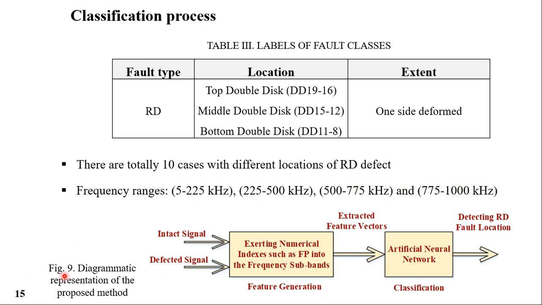In figure 9, you can see the diagrammatic representation of the proposed method. We used the intact and defected signals, and after that we implemented the numerical indices to extract the feature vectors, feeding the artificial neural network, and after that we detect the RD defect location.